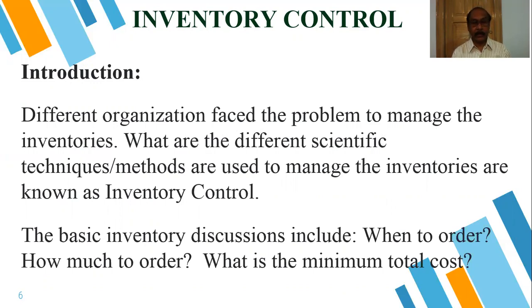The basic inventory discussions include, when we are discussing inventory, what points are included. When we are producing a product in our production planning, or planning for production, then we need raw materials. Those raw materials we have to order. So during the order, more questions arise: how much to order and when to order.